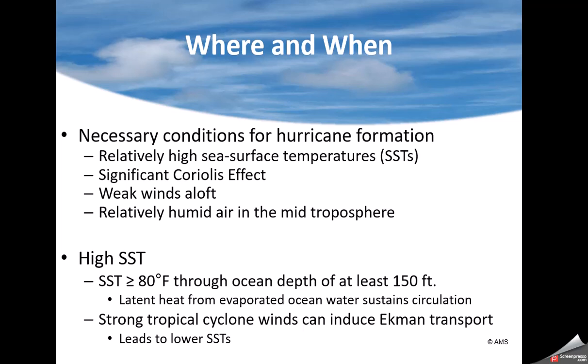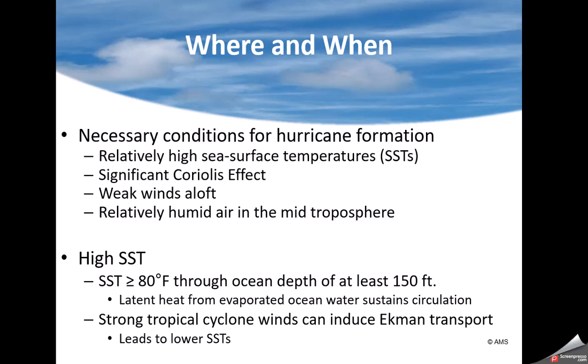There's got to be significant Coriolis effect. Remember, the Coriolis effect goes to zero as you approach the equator. So if that's the case, hurricanes can't form at the equator. They have to be a little bit away. Believe it or not, Aruba, which is fairly close to the equator, hardly ever gets a hurricane because of this fact.